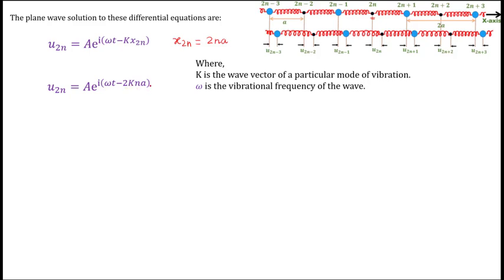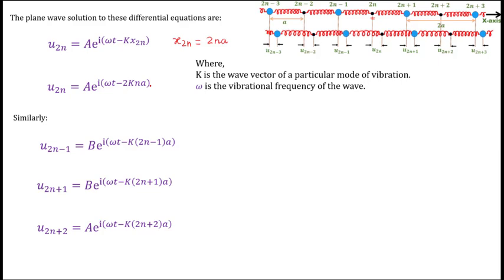Similarly, the displacement of the 2n minus 1th atom could be expressed by this expression. The displacement of the 2n plus 1th atom can be expressed by this expression, and the displacement of the 2n plus 2th atom can be expressed by this expression. From the expressions of u2n, u2n minus 1, u2n plus 1 and u2n plus 2, we can see that they have the same k value. It is the wave vector of a particular mode of vibration which is propagated through the chain. The omega value of all these expressions is also the same.